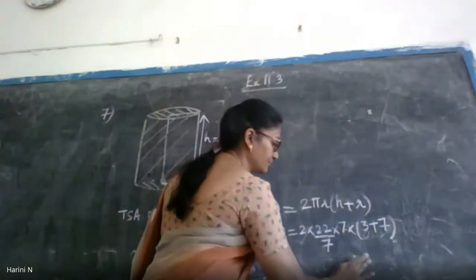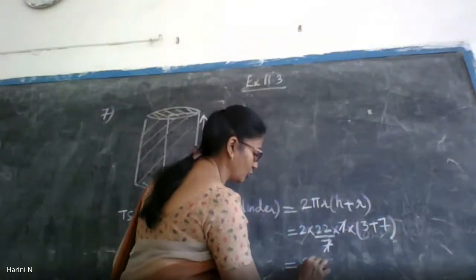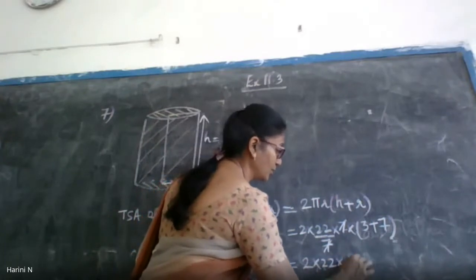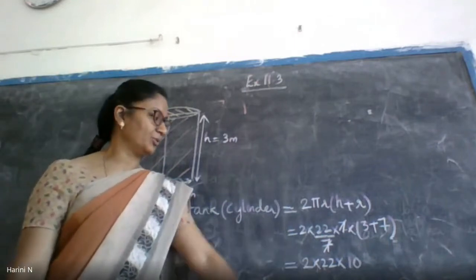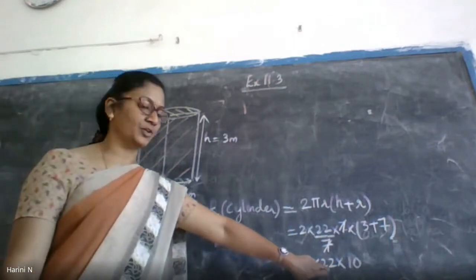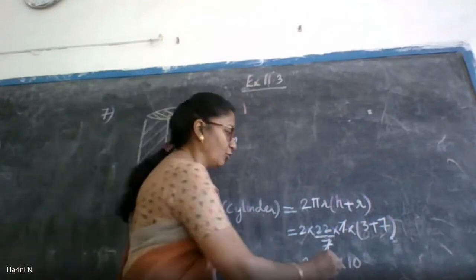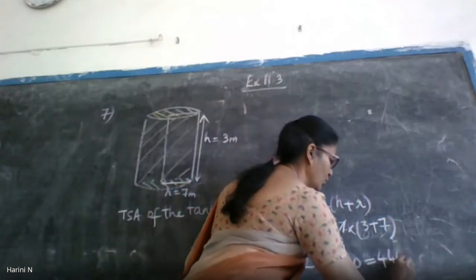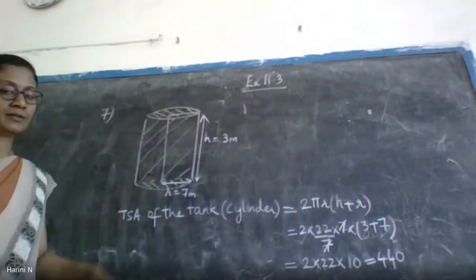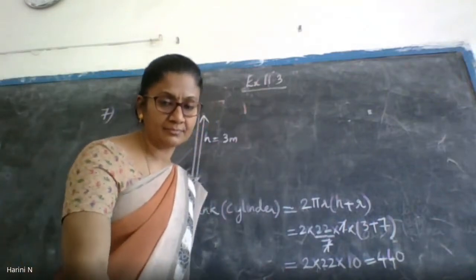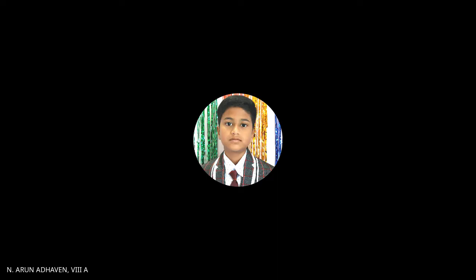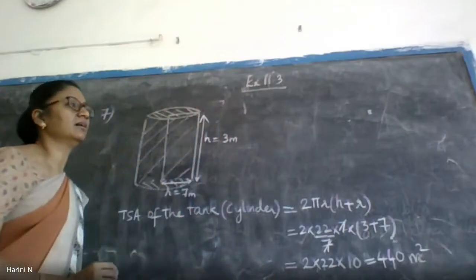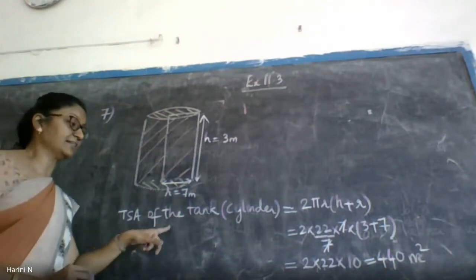So 2 pi into R, which is 7, into H plus R, which is 3 plus 7. The 7 will get cancelled. So you have 2 into 22 into 10, because 3 plus 7 is 10. What is 2 into 22 into 10? 2 into 22 is 44. 44 into 10 will be 440. Because it is the surface area, what is the unit that you should write? Ma'am, meter square. Meter square or square meters? Meter square. So 440 square meters is the total surface area of the tank.